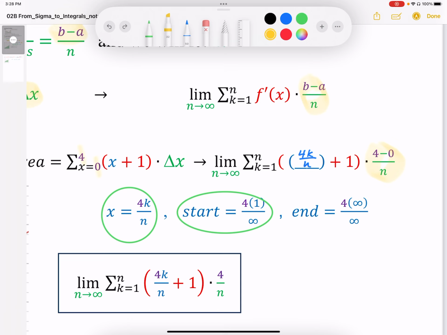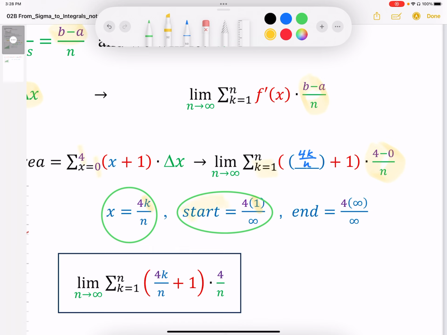I'm just going to use a highlighter here. There's my k equals 1, and that's my starting point, and I need to have an x value of 0. So that 4k over n must be equal to 0. And I get that because 1 divided by infinity is going to be 0, and that 4 just becomes insignificant. So that's how I get the starting bound.